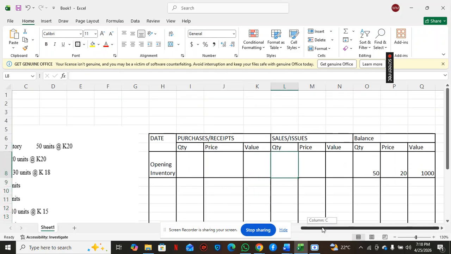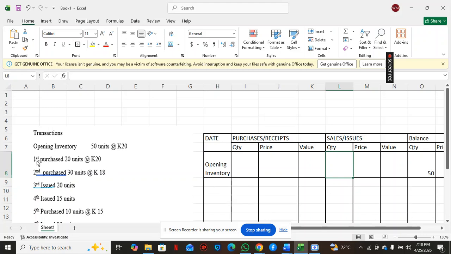The next transaction, on the first of the month, purchased 20 units at 20 kwacha. So here we put the first of the month, purchased, quantity 20 units valued at 20 kwacha. So this cost us a total of 400 kwacha. Let's say, to give it more context, that we're selling spare parts for cars.